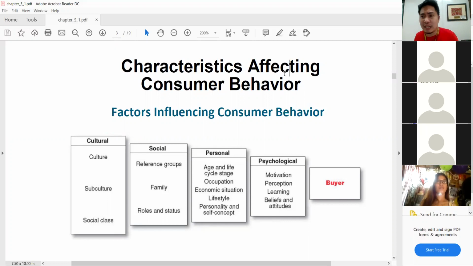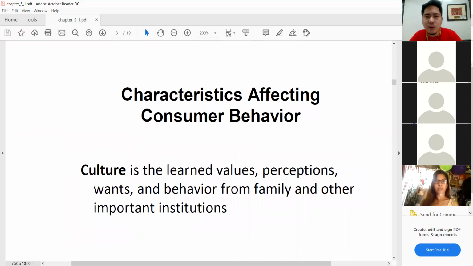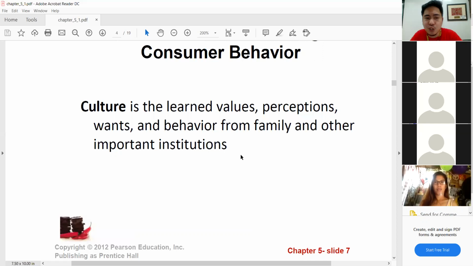So we have psychological factors. Sorry, we have motivation, perception, learning, beliefs, and attitudes. These are the ones that shape and affect buyers' behavior when we're talking about consumption. Okay, so characteristics affecting consumer buyer behavior. Culture: you learn values, perceptions, wants, and behavior from family and other important institutions.